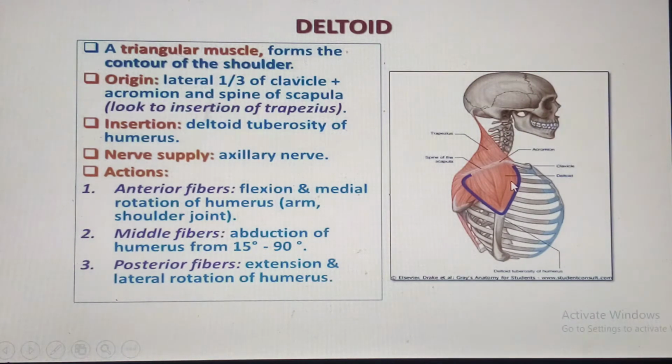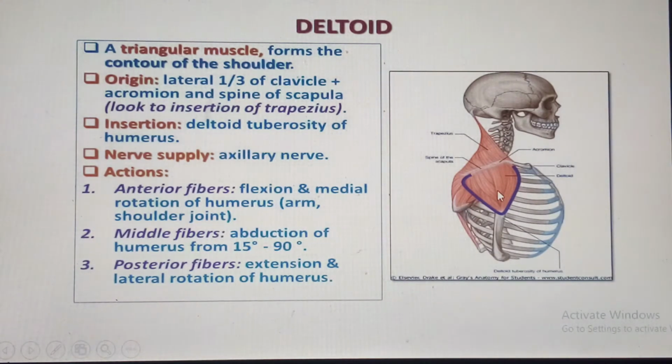So the anterior fibers will be important as far as medial rotation of the humerus at the shoulder joint is concerned. If I perform medial rotation, then essentially flexion, so flexion and medial rotation tend to go hand in hand. Then we also have the middle fibers. The middle fibers are very important in producing 15 to 90 degrees of abduction at the shoulder joint, taking the upper limb away from the midline of the body.